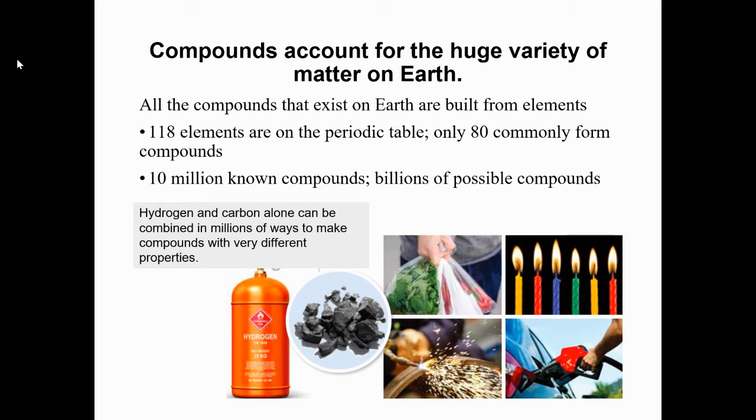So, all of the compounds that exist on Earth are built from elements. There are 118 elements on the periodic table, but only 80 of them combine to form compounds. To give you an example of just how many there are, well over 10 million known compounds and billions of possible chemical combinations. Now, of the elements, carbon and hydrogen are known to combine in millions of different ways to make compounds with very different properties.